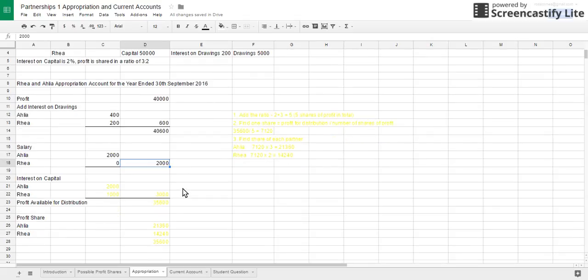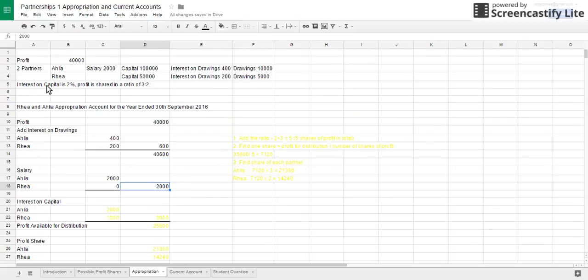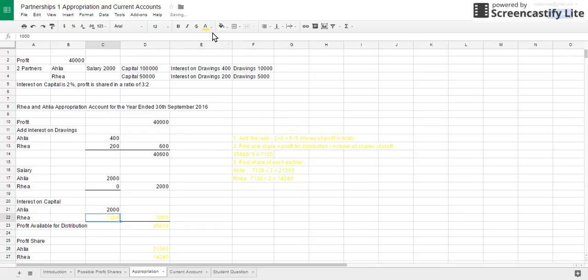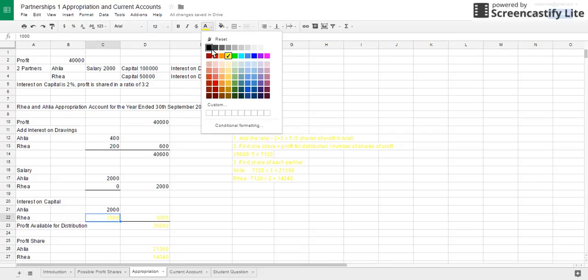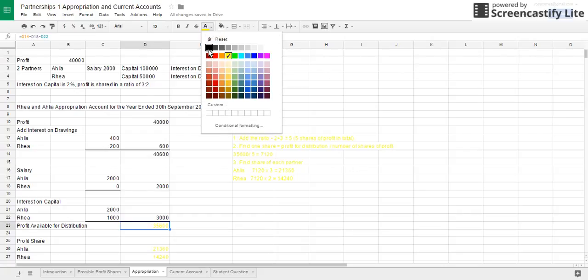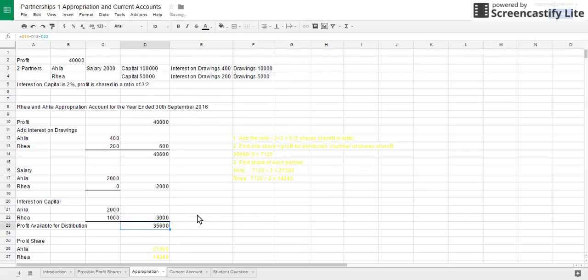And on the interest on capital, well, we're told that they're going to get 2% interest on capital. 2% of 100,000 is 2,000. 2% of 50,000 is 1,000, and therefore the total that we're going to take out is $3,000. When we take those two out, the profit left to be sharing between the partners is $35,600.